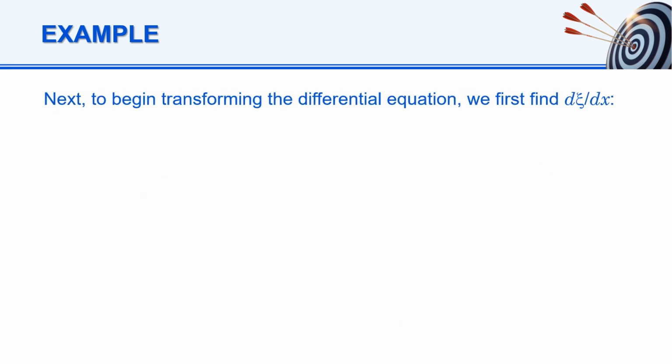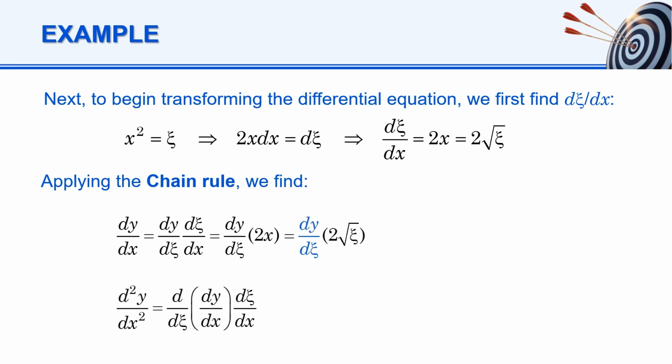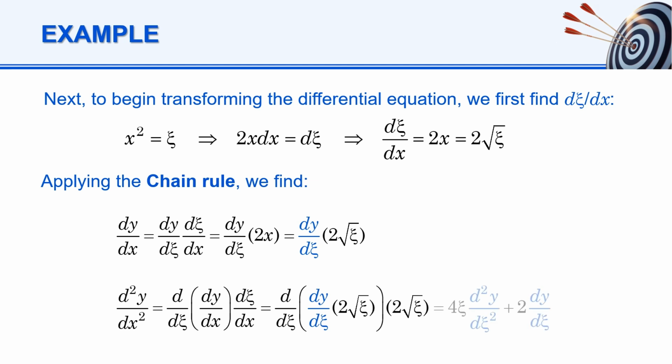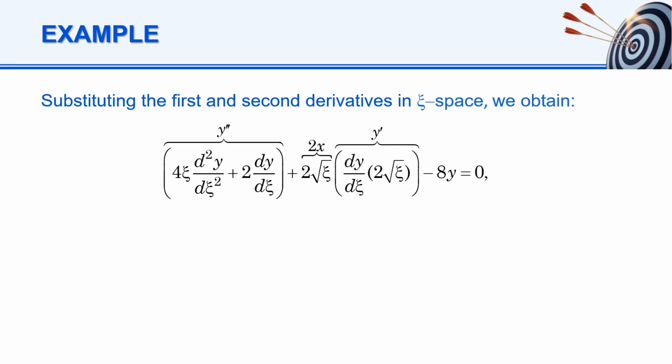Next, to begin transforming the differential equation, we first find d Xi over dx. Differentiating both sides of the transformation equation gives. Applying the chain rule, we find. Applying the chain rule again for the second derivative, we get. Substituting the first and second derivatives in Xi space, we obtain. Simplifying gives the final ODE.